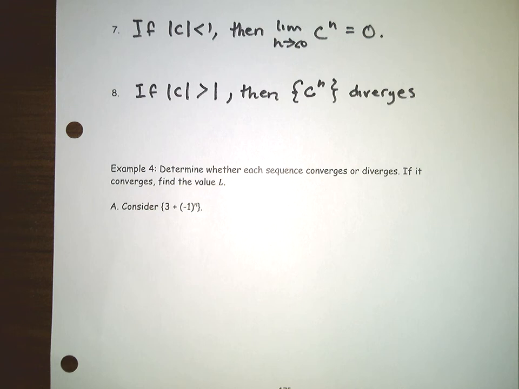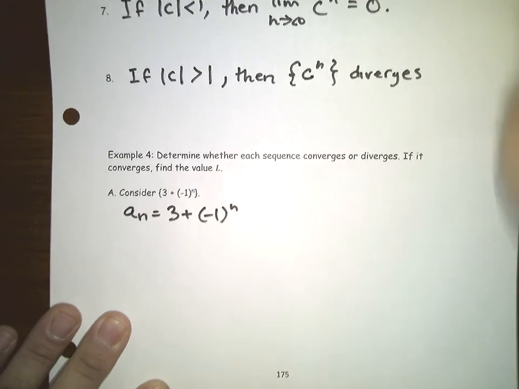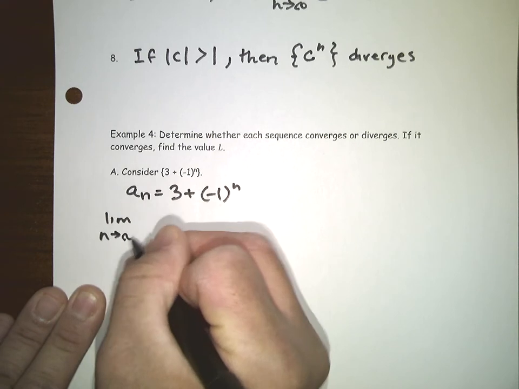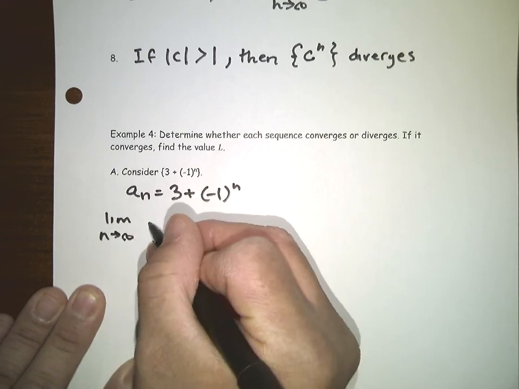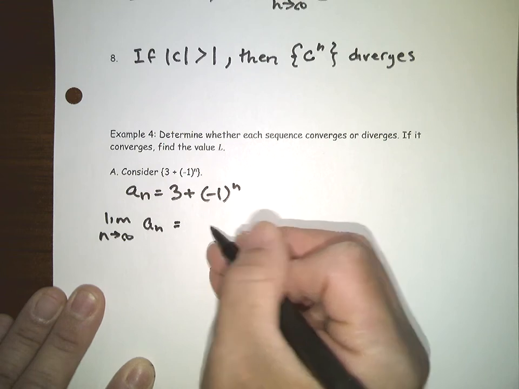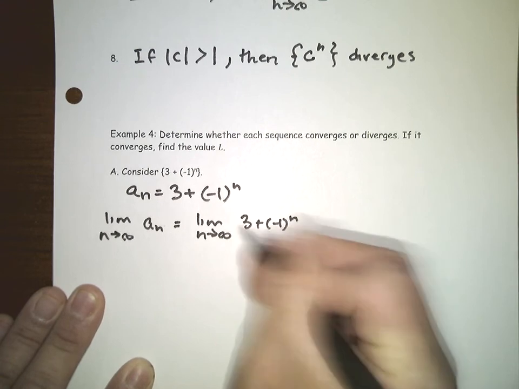Determine whether each sequence converges or diverges, and if it converges, find the value L. All right, so consider this here. 3 plus negative 1 to the n power. So the a_n is 3 plus negative 1 to the n power. What I want to do is find the limit as n goes to infinity of a_n. So that would be the limit as n goes to infinity of 3 plus negative 1 to the n.